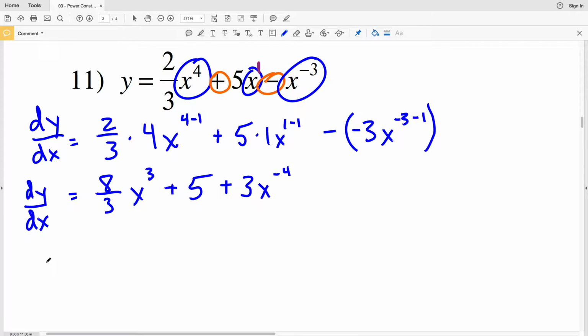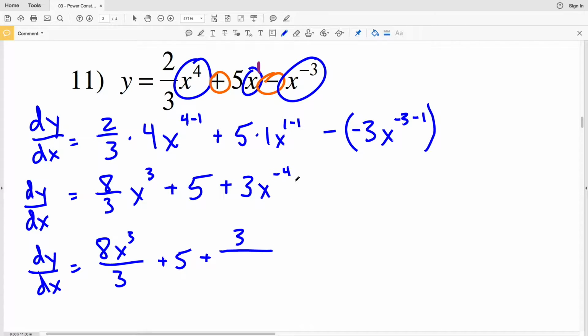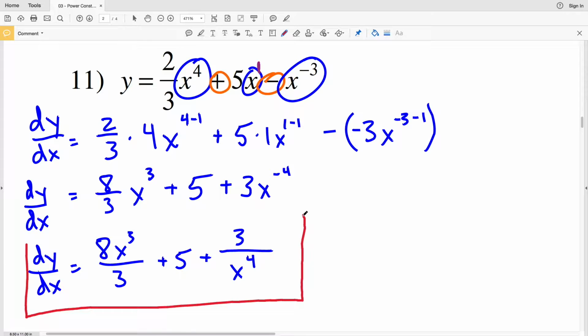So simplifying further, the derivative of y with respect to x equals 8 times x to the 3rd over 3 plus 5 plus 3 over x to the 4th. And that's x to the positive 4, because x to the negative 4 is 1 over x to the positive 4. So the derivative of y with respect to x equals 8 times x to the 3rd over 3 plus 5 plus 3 over x to the 4th.